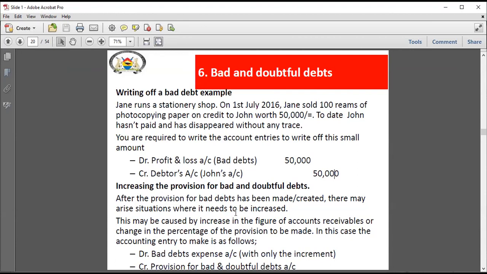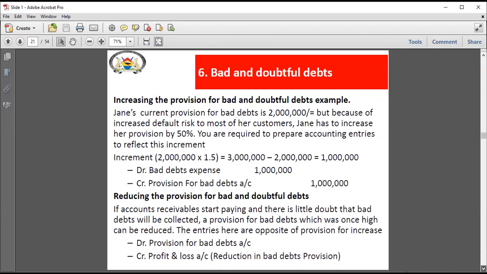Then we've now seen the increase in provision for bad and doubtful debts, and we are saying for this, what we basically do is we debit our bad debts expense with the increment, only the increment, and then we credit our provision for bad and doubtful debts. And we say that this might happen maybe where the risk of more people not paying has increased, maybe because of change in the economy. So we have an example here where we went ahead to debit our bad debt expense with the 1 million, which was only the difference in this case, and then we created our provision for bad debts with the same thing.